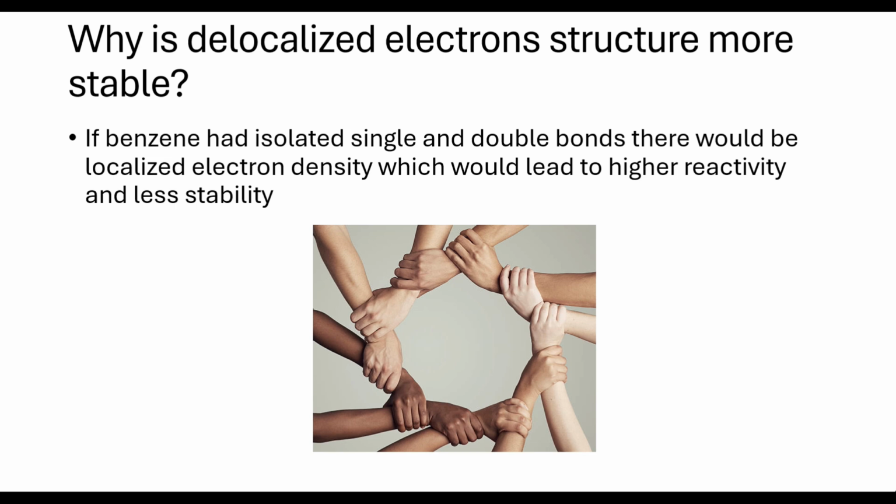Well, obviously, if benzene had isolated single and double bonds, there would be localized electron densities, which would lead to more instability. It's localized, not all in one system. Hence, it makes it more reactive as well, because electrons are going to be wanting to leave and react, and it just makes it less stable in general.